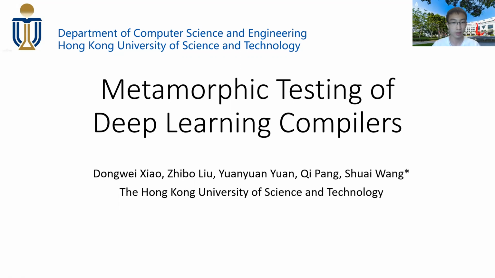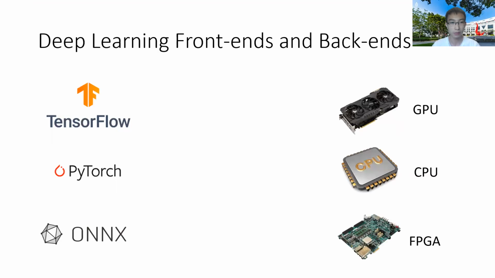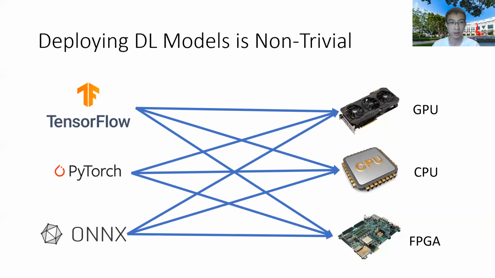First of all, let's take a look at the background of our paper. Nowadays, we have various deep learning frontends, such as TensorFlow, PyTorch, and ONNX. We also have various hardware backends, such as GPU, CPU, and FPGA. However, deploying the deep learning models from the front ends to the back ends is non-trivial. For each possible pair of front ends and back ends, we need to define a strategy to deploy the front ends to the corresponding hardware back ends. This process requires great engineering effort.